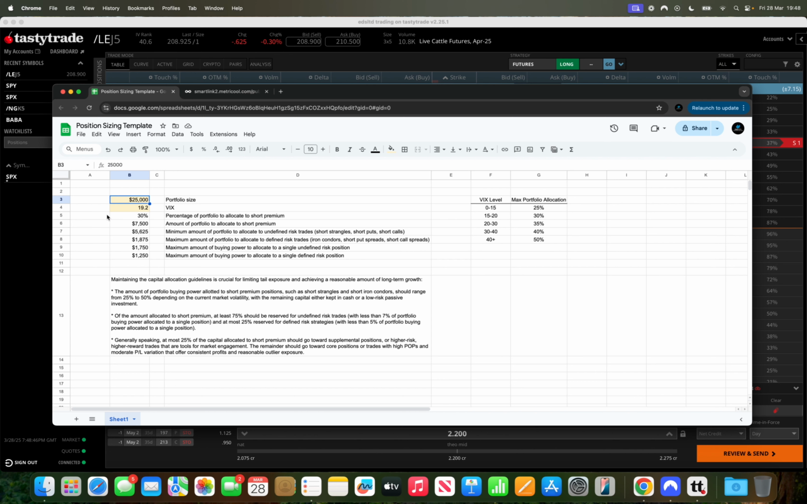You enter in the size of your portfolio. Say if you've got a $100,000 account, and then you enter in whatever the VIX is. Say if it was 32.9, and then as you can see, everything is being dynamically calculated for you. Okay, just use this. Do not violate the guidelines in this outline here, and over the long run you'll be fine.